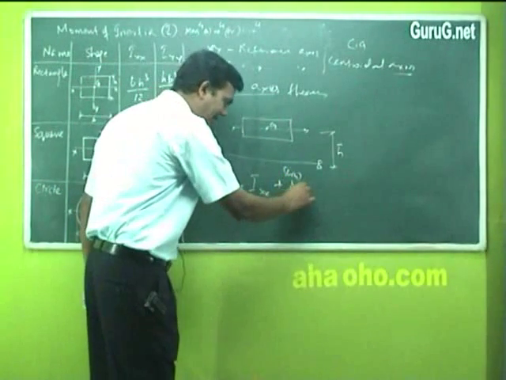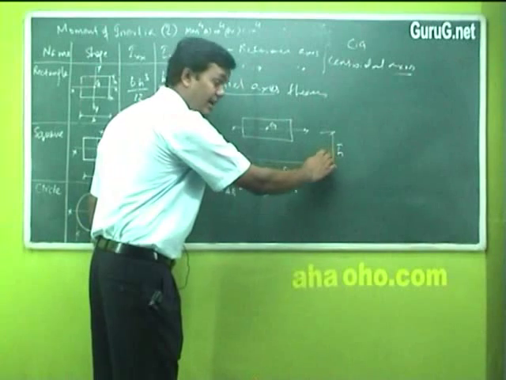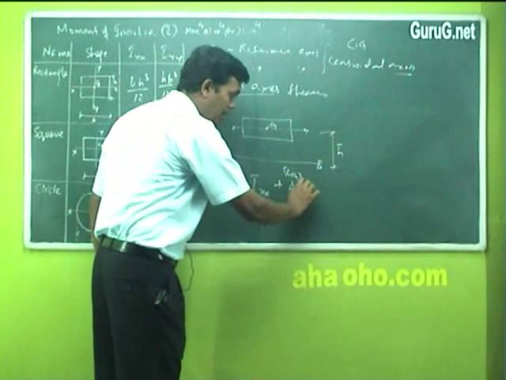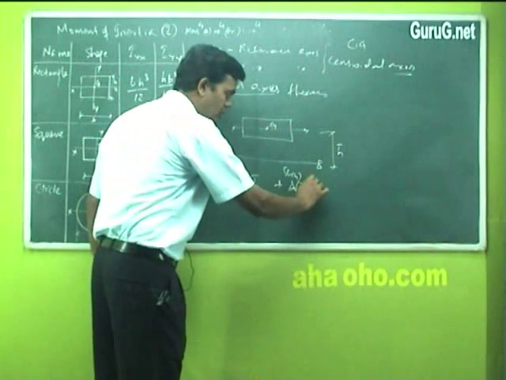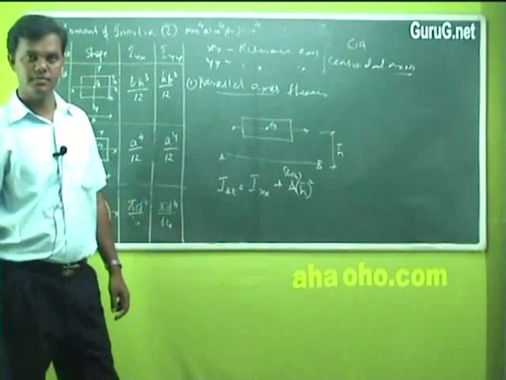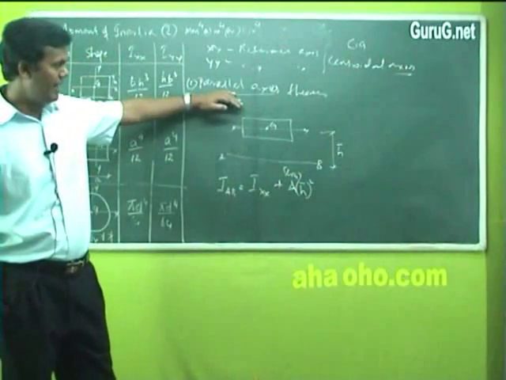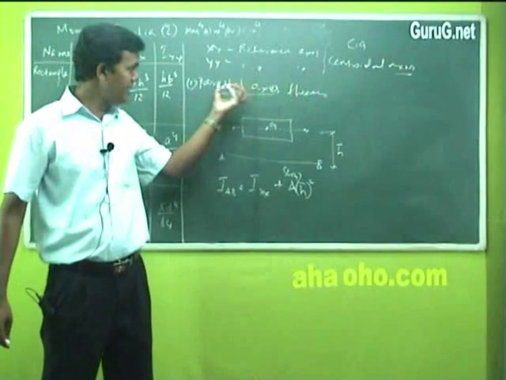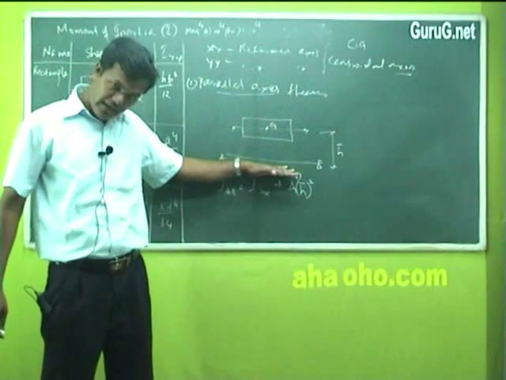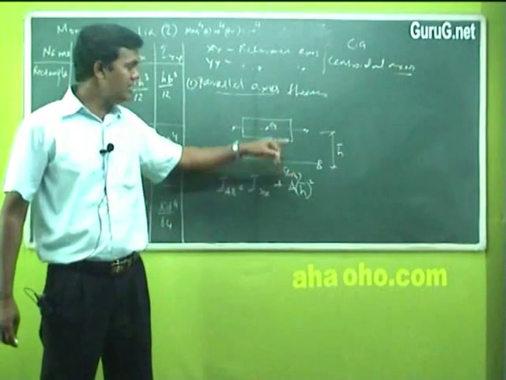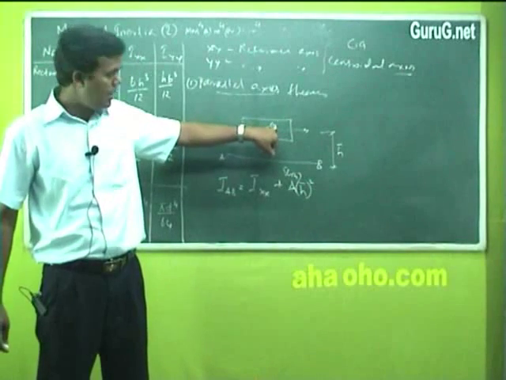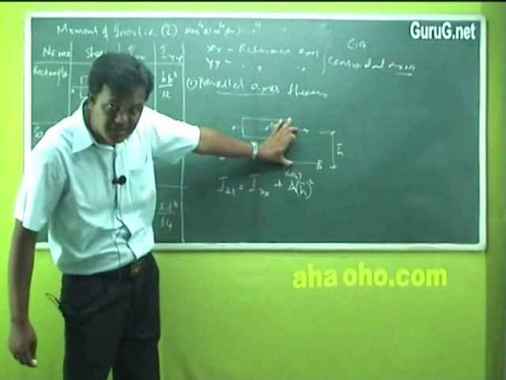Body into this height. What is this height? Into h bar whole square. Can you get me the parallel axis theorem? Meaning, there is a reference line which is parallel to the centroidal axis of the body, but which is at a different distance from the centroidal axis.